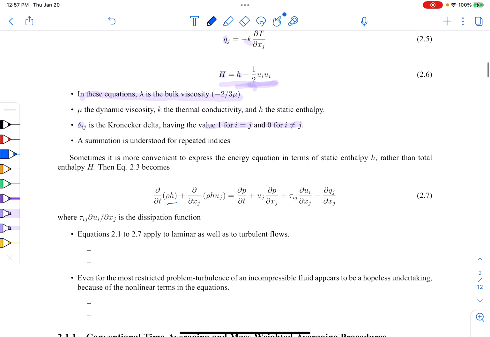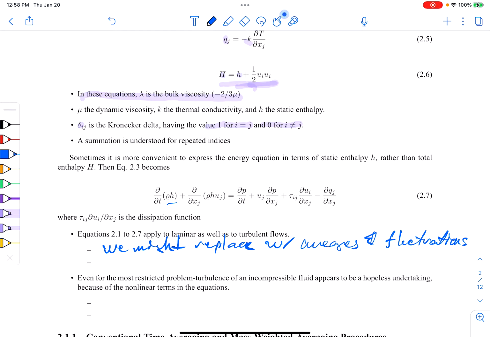It should be noted that all these equations, as they're written, can be used for laminar, turbulent, or transitional flow. They're just the general equations, and there's no solution. Once again, we might replace the values with averages and fluctuations. That's what was originally done by, of course, Reynolds and his contemporaries. And of course, an approach might just be to directly solve these with closure and modeling, which we'll get into in more detail later in the class.